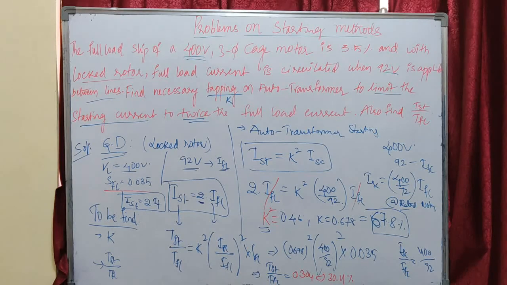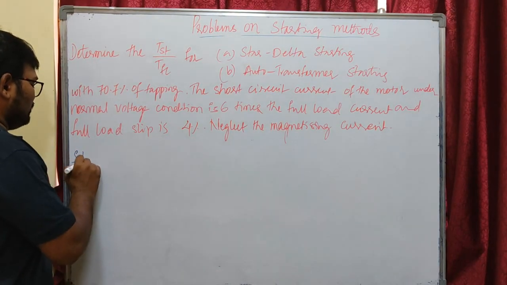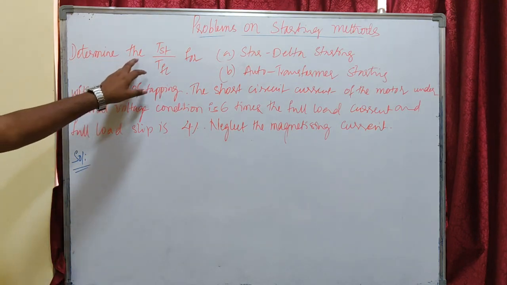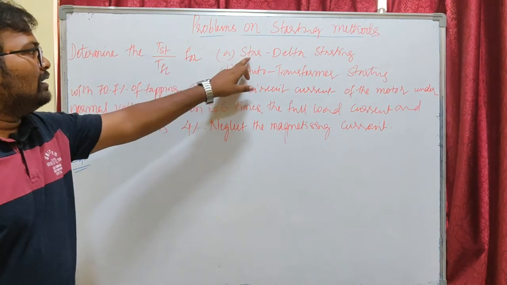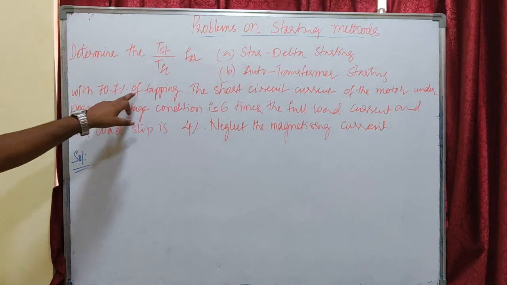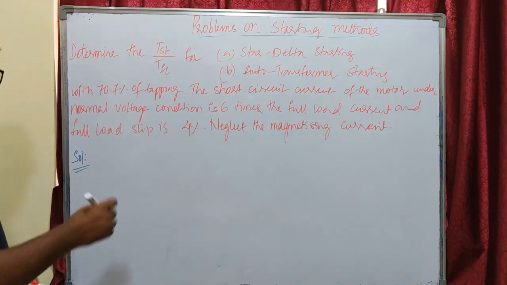Now let us take a problem on star delta starter. So this is another problem. Here you have to solve for 2 starting methods. Okay, let us see that. Determine the TST by TFL ratio for a star delta starting and auto transformer starting with 70.7% of tapping and the short circuit current of the motor under normal voltage condition, that means under rated voltage condition.